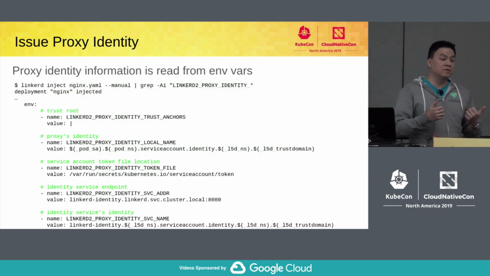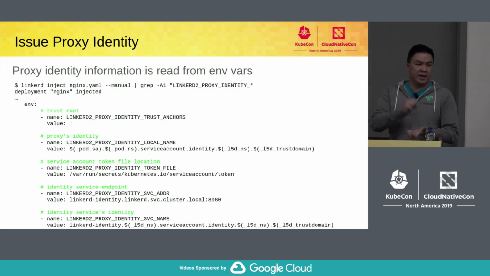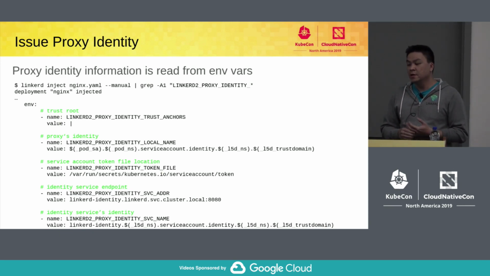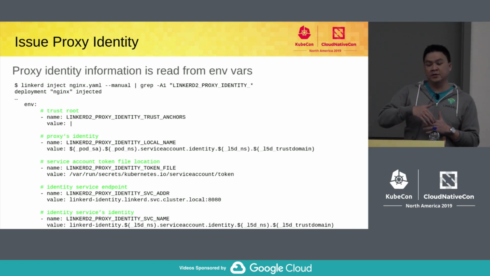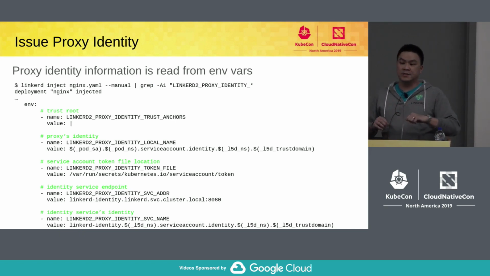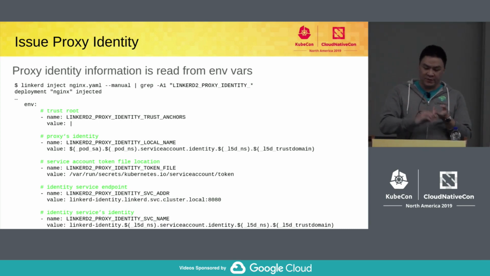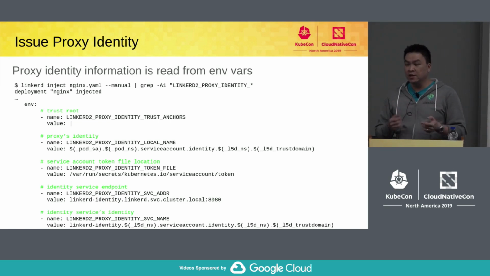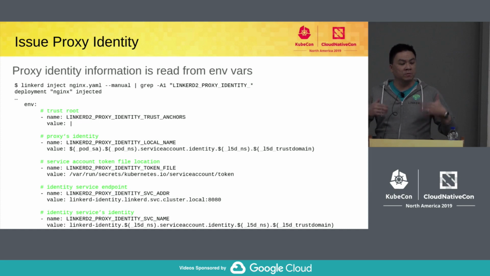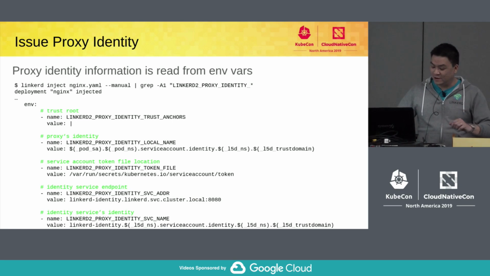Now, how does the proxy know about its identity? I mentioned earlier that we bind the proxy's identity with the Kubernetes service account that the pod or the workload uses. There are a number of environment variables which we define as part of the proxy container spec. This tells the proxy, hey, this is your identity local name. It's that second environment variable there. And this is where you can find the service account token file. This is the trust root that you can use for future communication. And this is the endpoint of the identity service. So just very straightforward, and it's something you can look at and debug if something goes wrong. And of course, nothing goes wrong, as we know.